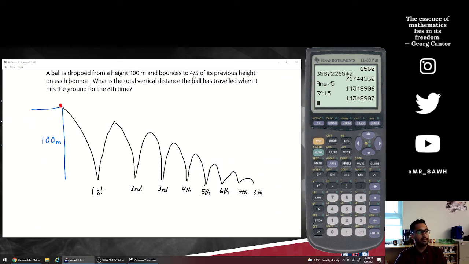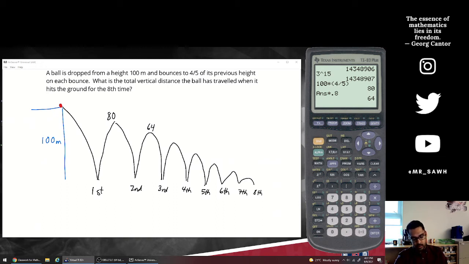And we are told that it bounces to 4/5 of its previous height. So at the peak after that first bounce, we can take 100 and multiply it by 4/5. Essentially, it's 80% of what it was at. So after the first bounce, it only reaches 80, and then 80% of 80 to get the next one, so multiply that by 4/5, which is the same thing as 0.8, and you'll find that it's 64. And you can continue the pattern, but the total vertical distance is what we're looking for.